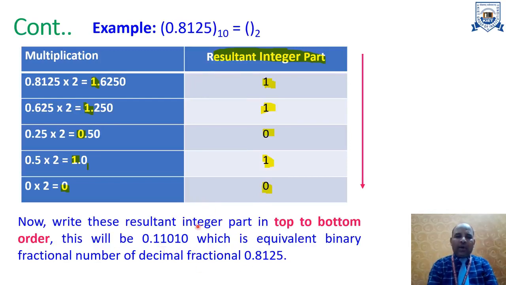So 0.11010 in binary is equivalent to 0.8125 in the decimal number system.